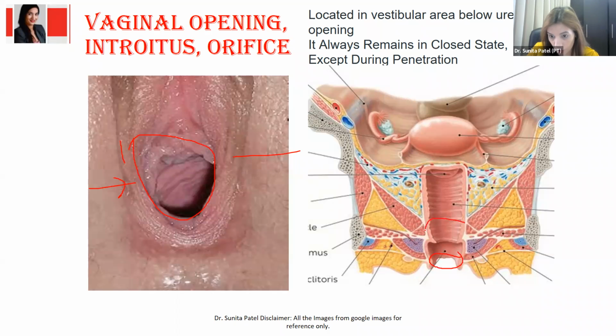And this is the inner door of the tunnel. So assume it is a tunnel, you are going into the tunnel. And after that, we have all these stretchy mucosal, smooth muscle layers. So this whole vagina is made up of smooth muscle. But around the entry, we have skeletal muscles. Smooth muscles we cannot train.